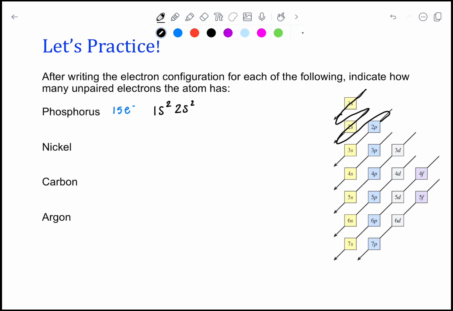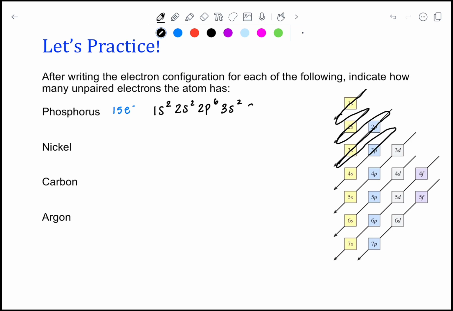After 2s, we go to 2p, which we know can hold 6 electrons maximum. And after 2p, we go to 3s, which can hold 2 electrons. I'm just going to take a second to pause and make sure I haven't used too many electrons. So I have 2, 4, 10, 12 electrons total. I have 3 electrons left, so let's see where those 3 electrons are going to be.